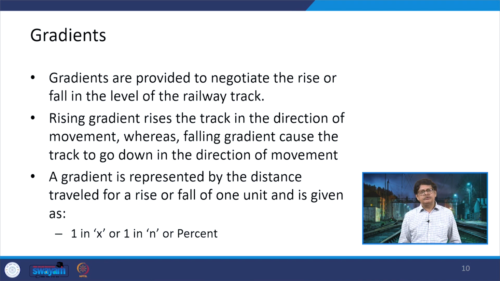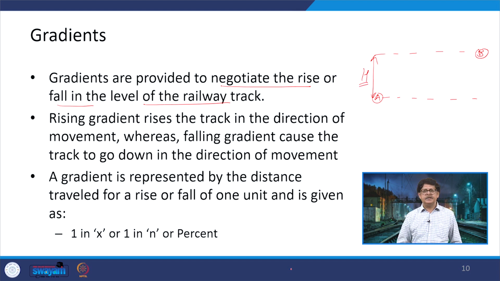Now, let us move to the next topic, that is gradients. Gradients are provided to negotiate the rise or fall in the level of the railway track. So, there is a point A which is at this level, there is a point B which is at another level, and there is a difference of height h between the two.